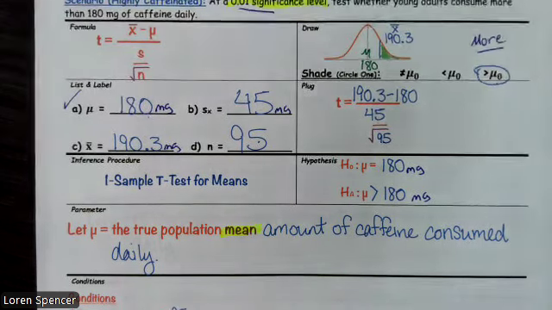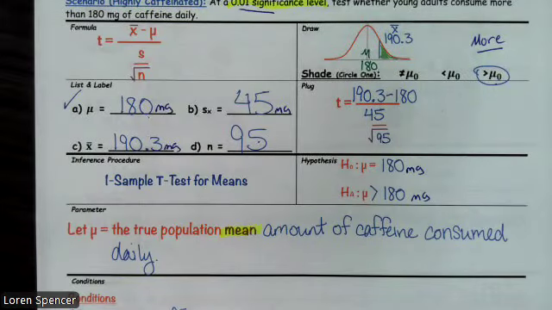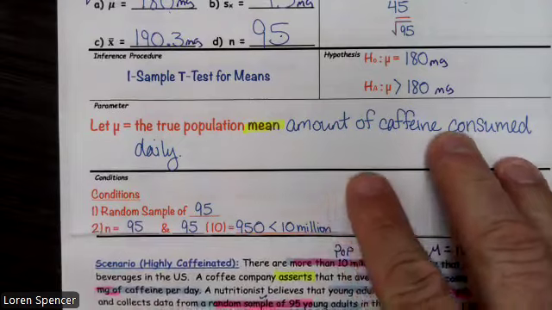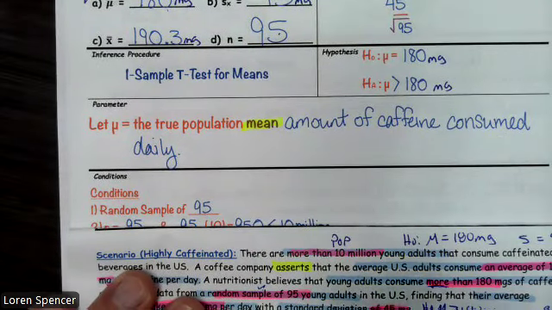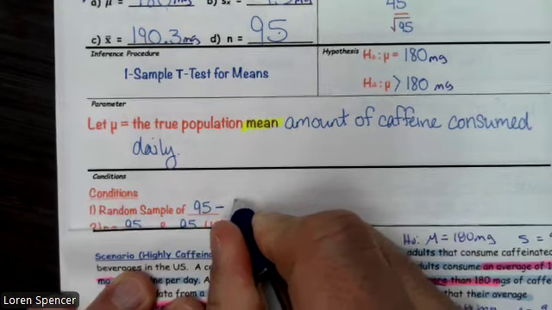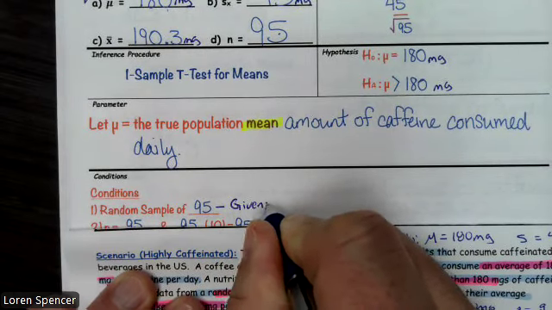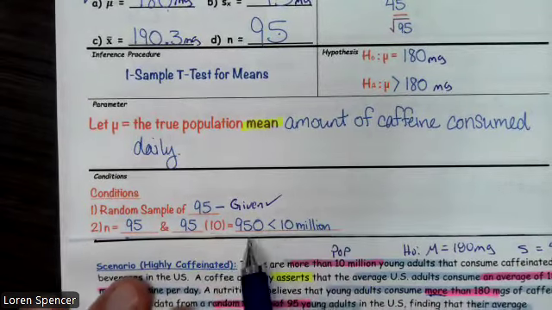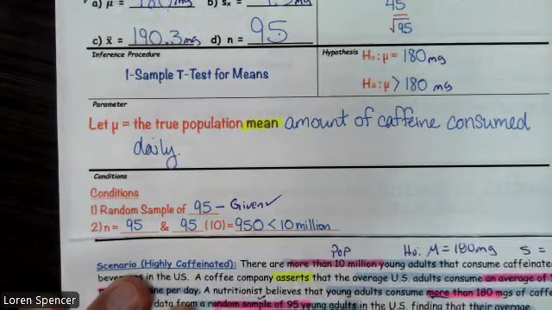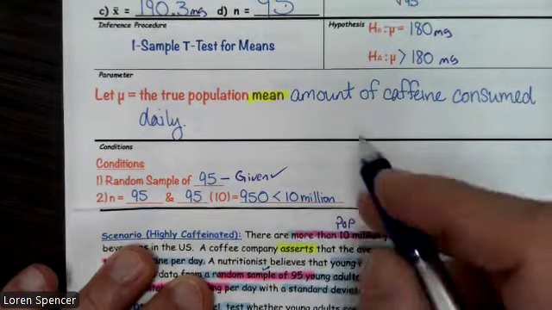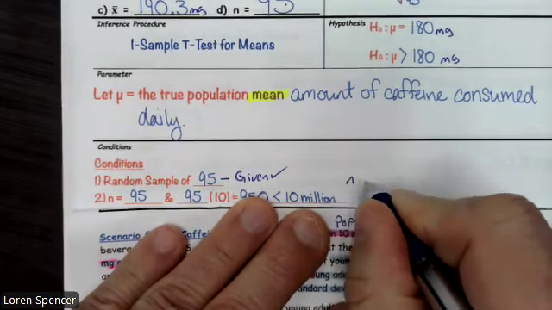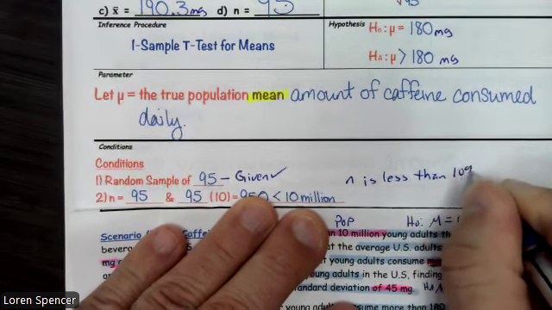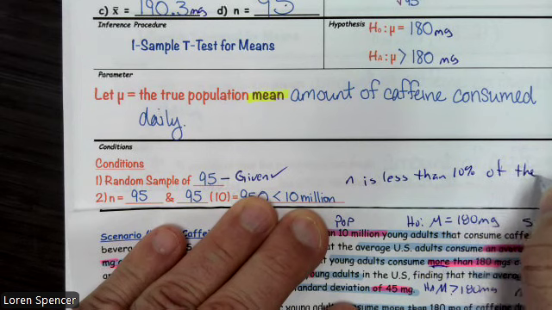All right, when we look back at the scenario, they told us it was a random sample. So random sample of 95, and that was given to us. So we can put a check mark. Well, 95 times 10, we're always multiplying by 10. 95 times 10 is 950. And they told us our population was 10 million. So n is less than 10% of the population.